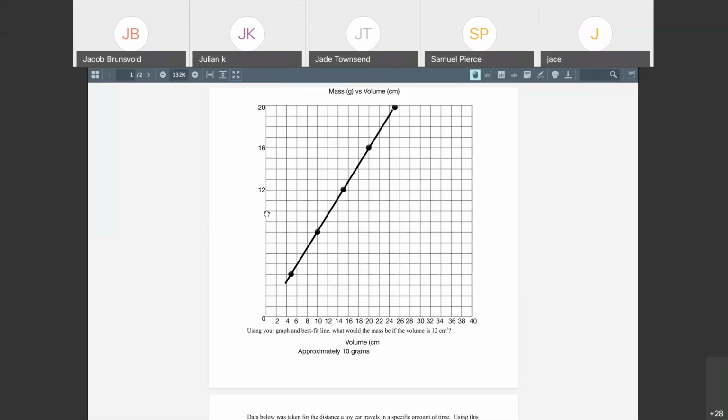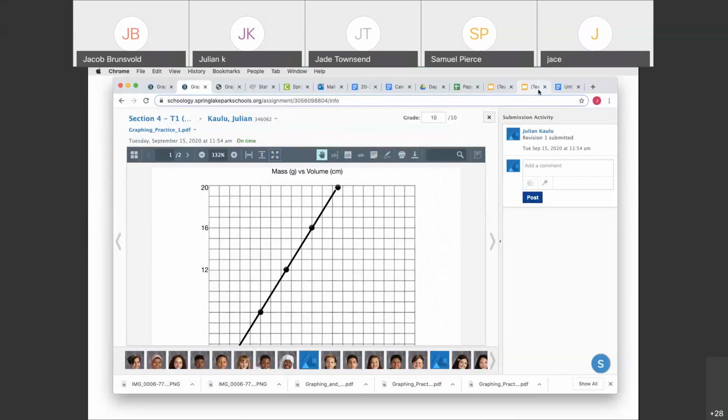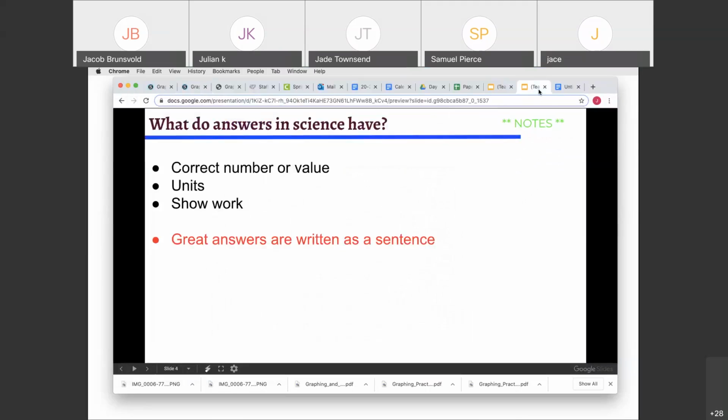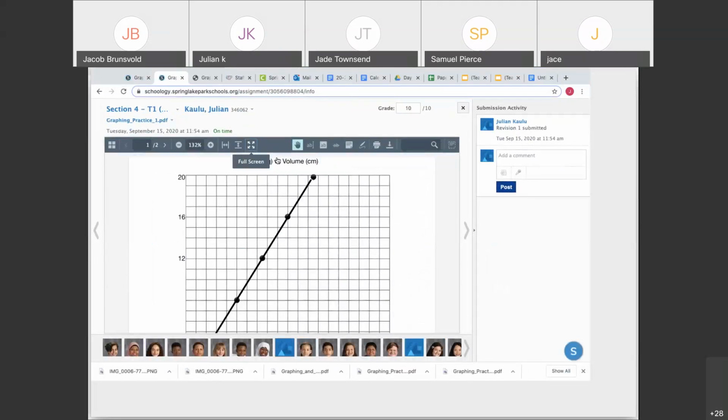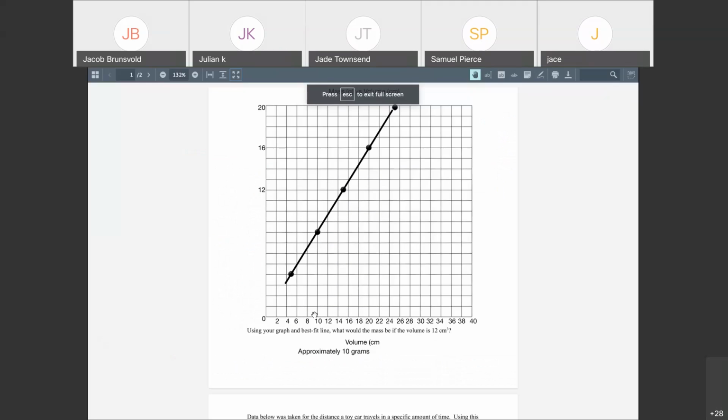What else did you do good, Julian? You included units. It is 10 grams. If you had written mass in grams on the y-axis title, it would have been even better. The one thing that's kind of tricky is I do want you to show work. Well, how the heck do you show work for this? This is kind of a weird one. Well, let me tell you what some of the honors students did for showing work on theirs. One thing that the honors student did that I critiqued today is they circled.